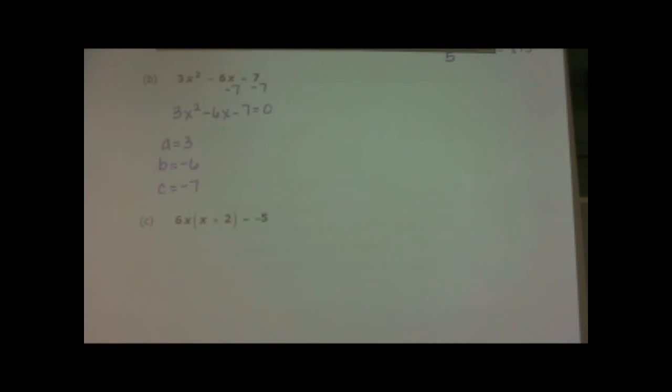So we're going to start out with our formula again, and we start with -b. Well, b is -6. The negative of -6, 2 negatives give you a positive, so you're starting with +6. Plus or minus the square root of b squared. When you square -6, -6 times itself gives you +36. Minus 4 times a, which is 3, times c, which is -7. All over 2 times a, which is 3.